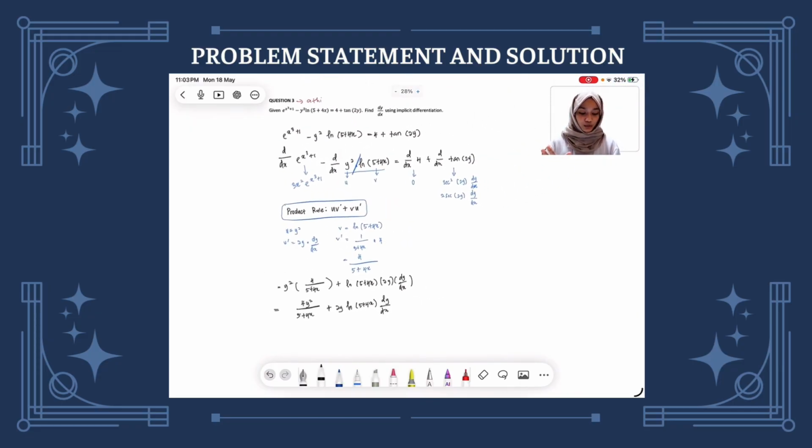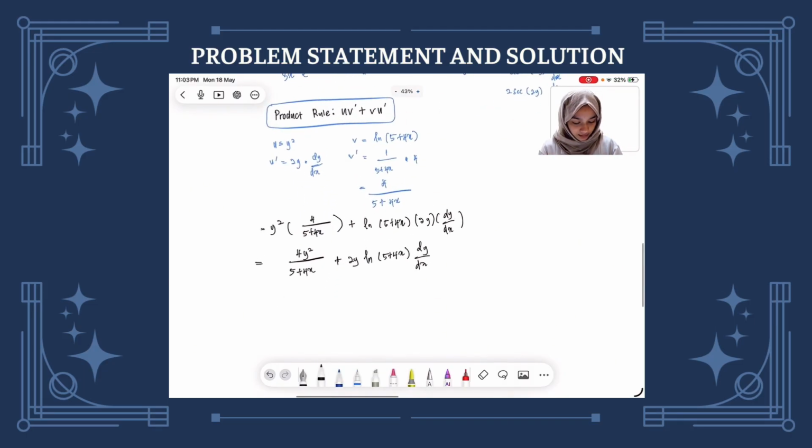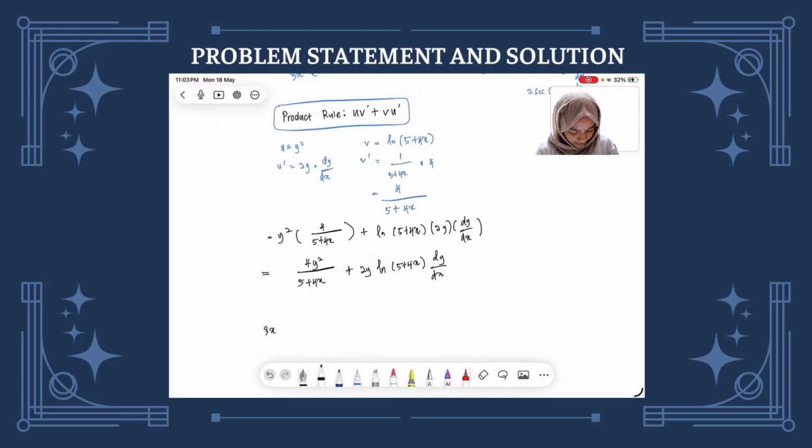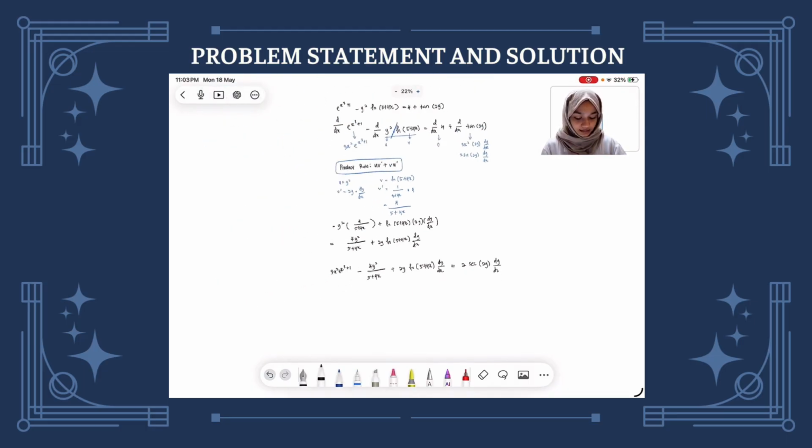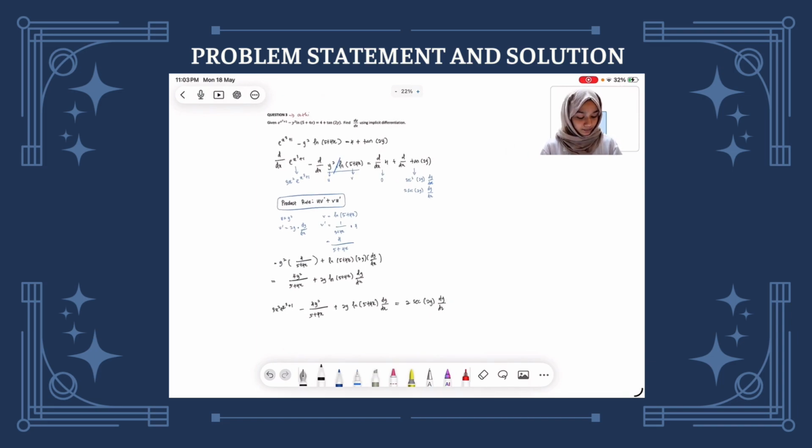Next I'm going to put in the equation that I have differentiated, and then it's going to be 3x squared e to the power of x cubed plus 1 minus 4y squared over 5 plus 4x plus 2y ln of 5 plus 4x dy over dx equal to 2 secant squared 2y dy over dx. Okay, step 1 is finished.